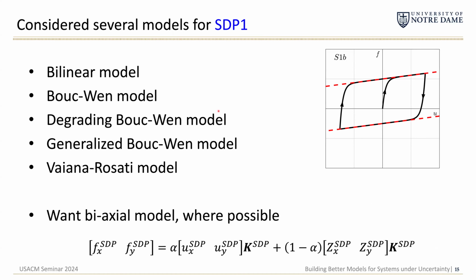And importantly, where possible, we wanted to implement this in a biaxial fashion because we know that with these two dampers oriented in the X and Y direction, as well as the 6 degree of freedom excitation serving as input, we're likely going to get some biaxial effects. We want to make sure we have a biaxial model as well.